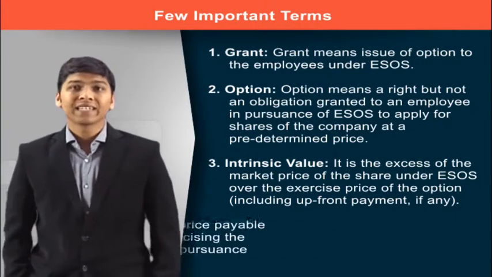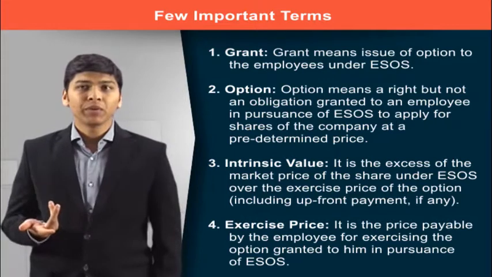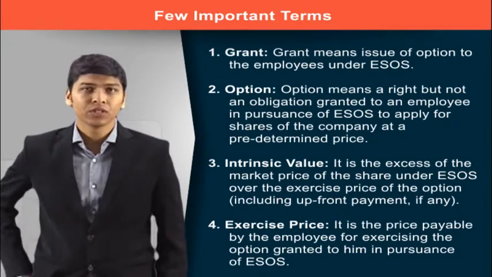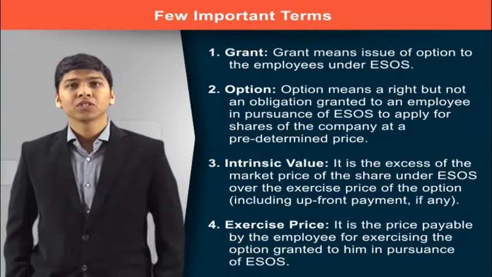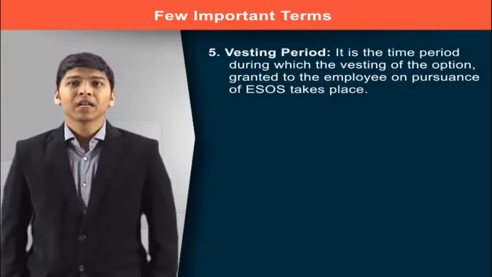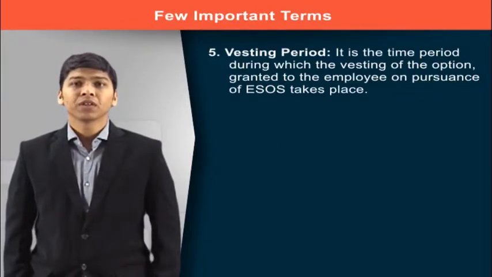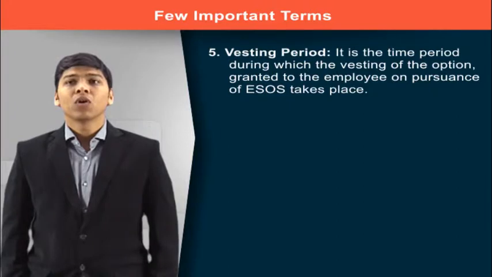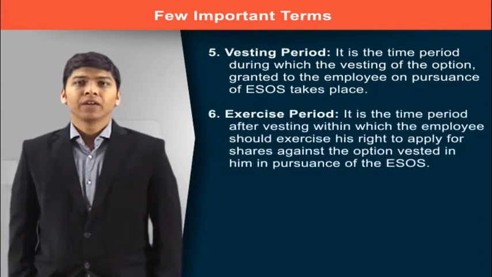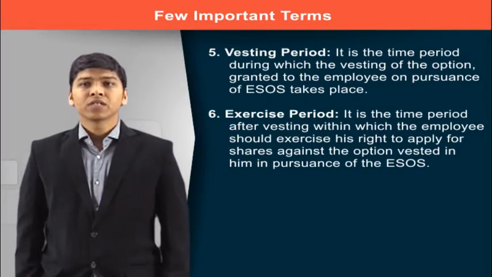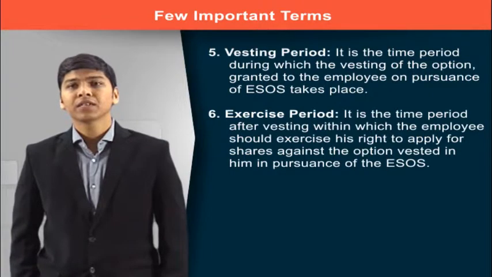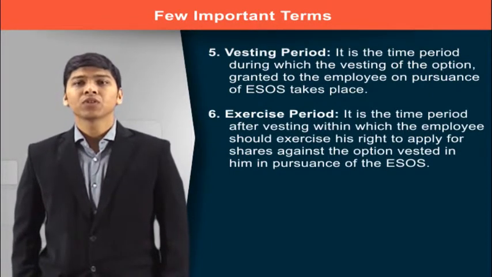Now the fourth one is exercise price. Exercise price is the price payable by the employees for exercising the option granted to them in pursuance of the ESOPs. So exercise price is basically the price which is payable by the employees. Now the vesting period. What is vesting period? It is the time period during which the vesting of option granted to the employees in pursuance of ESOPs takes place. And the sixth one is the exercise period. It is the time period after the vesting within which the employee should exercise his right to apply for the share against the option vested in him in pursuance of the ESOPs.